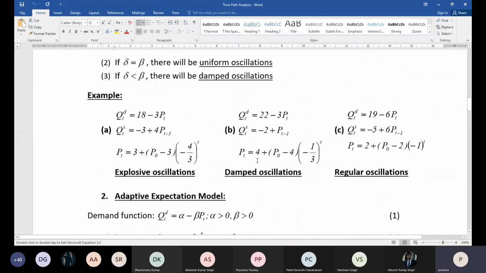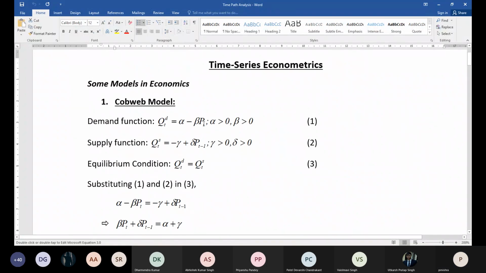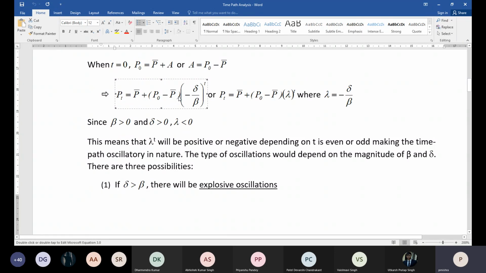So there are 3 alternative possibilities here. Anyway, here we are assuming that quantity demanded depends on current price, but quantity supplied depends on previous price. And in the process we get the time path of price, and the nature in this particular model would be oscillatory, but whether it will be damped, explosive or regular oscillations depends on the value of delta and beta.